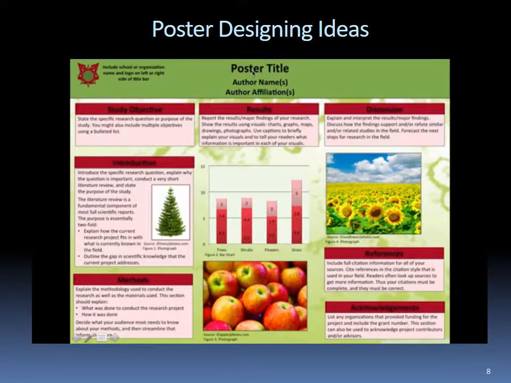In this particular example, the poster title size is 112 points. The author names and author affiliations are 76. The headers are also 76. Make your author names and author affiliations the same size as your headers. The body copy is 48 and the captions are 36. So this will give you an idea of what this looks like.